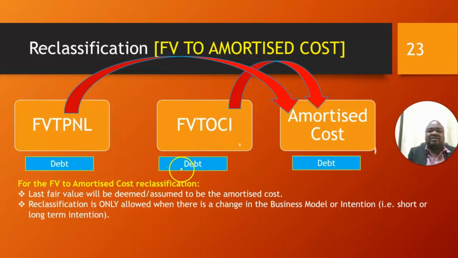Now, if you want to do the reverse order, from fair value to amortized cost, then the last fair value will be deemed or assumed to be the amortized cost. Reclassification is only allowed when there is a change in the business model or intention, that is short or long-term intention. Before you decide to reclassify, have we come to a decision that we are moving from the short term to the longer term? If we are still at short term and the timing is still unpredictable, then it simply means that amortized cost cannot apply.